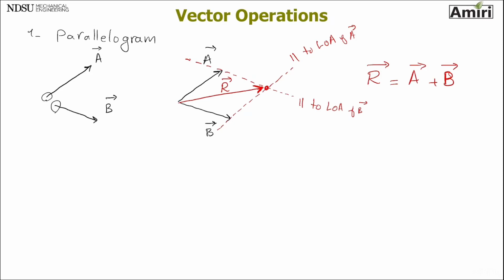So before moving on to the next one, I want you to pay attention. This is a parallelogram. So what it means is this length, or magnitude of vector B, is equal to this length. And this length, or magnitude of vector A, is equal to this length. So we're going to use this to introduce a second law, or second rule, which is the triangle rule.